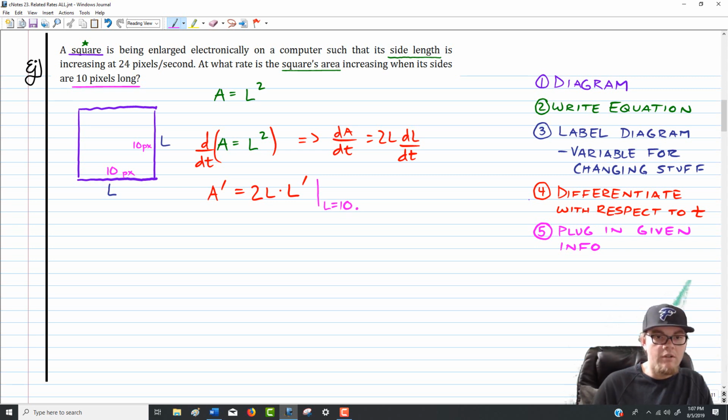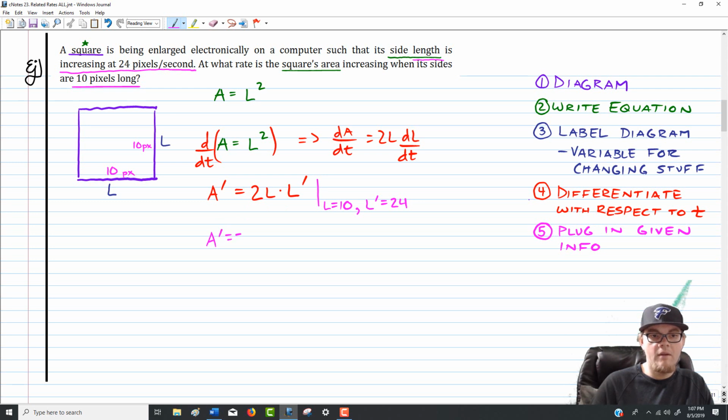In addition, there's one more piece of information provided up there. It says that the length is increasing at 24 pixels per second. What that tells me is that we know the rate of change. We know L prime is equal to 24 as well. So as L is getting bigger and bigger, it's growing at the rate 24 pixels per second. And with that in place, we can actually plug into our equation.